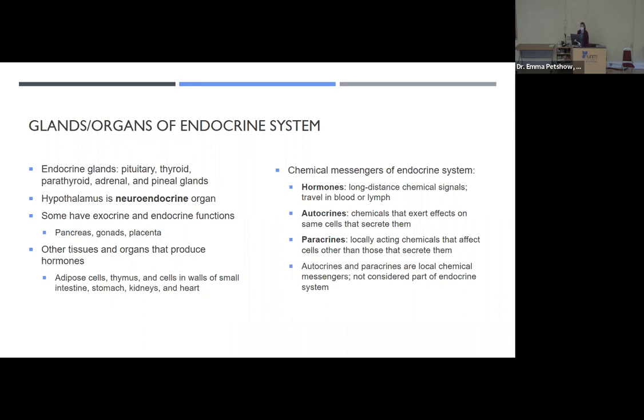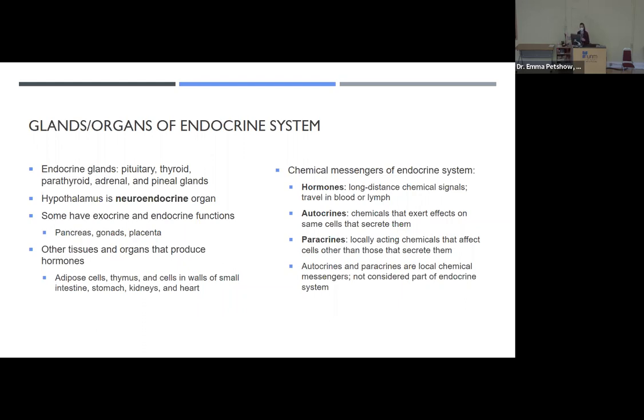So again, here's another summary slide to show you what the organs and glands of the endocrine system are. The hypothalamus, again, is a neuroendocrine organ, so it has both neuro and endocrine properties. The pancreas, the gonads, and the placenta all have exocrine and endocrine functions. They're both. And then there's a big collection of other tissues in the body that can produce hormones, but they're not necessarily considered normal endocrine glands. That's things like adipose tissue, thymus, and cells in the walls of the small intestine, stomach, kidneys, and heart. So these would be non-endocrine glands that have endocrine function.